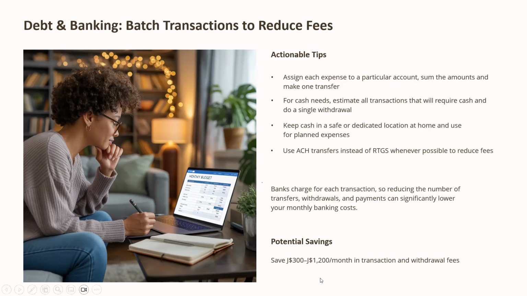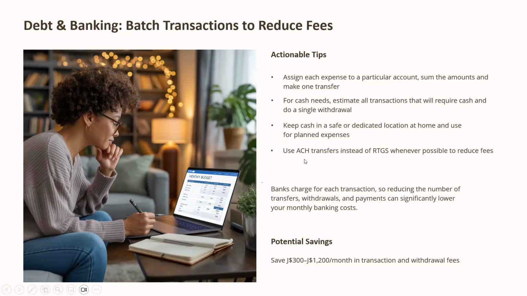Similarly, for all of your cash needs, if you can estimate all the transactions that will require cash, then you are able to do one single withdrawal of cash, and then you can keep that cash in a dedicated location at your home, whether it be a safe, or invest in a safe, by the way. We'll probably talk about that a little bit more off here. But yeah, have cash at home for multiple reasons. And then if you need to, you can pull from that safe place that you have the cash as opposed to going to the ATM.